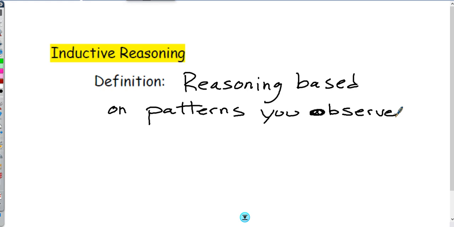Okay. So there's tons of patterns in life, numbers, shapes. You can see patterns in science, like when you look under microscopic things, there's patterns in them. So inductive reasoning is reasoning based on patterns you observe. So we're going to look at numbers and shapes, and you're going to predict the next one.